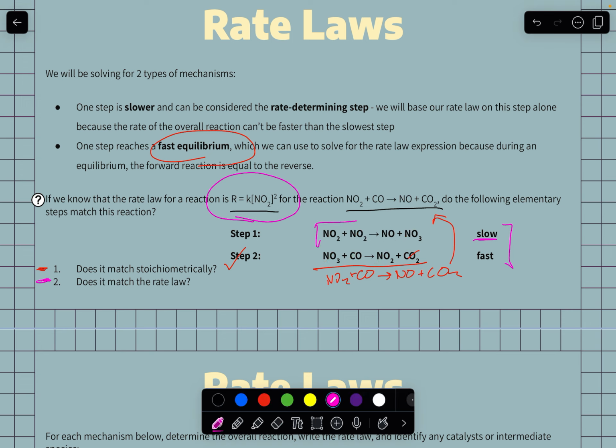So our reactants for the slow step are NO2 and NO2. Okay, so we have NO2 squared. And remember, those brackets just mean concentration. So the concentration of NO2 squared. And remember, when we're putting the rate equation, it's rate equals the constant times our reactant, so NO2 squared. And that does match. So since it matches stoichiometrically and it matches the rate law, these elementary steps, step 1 and step 2, do match for this reaction.